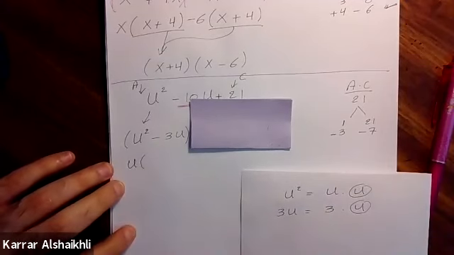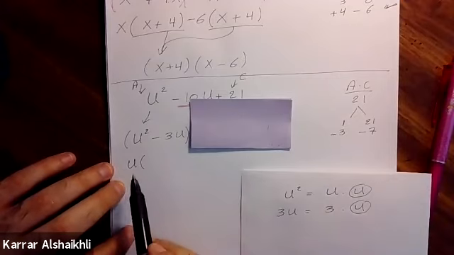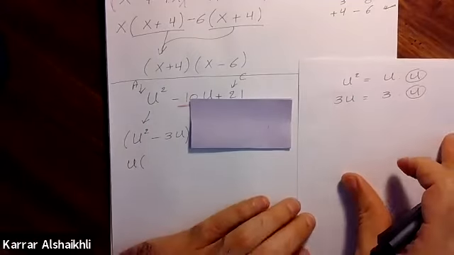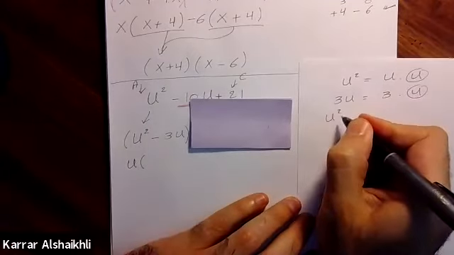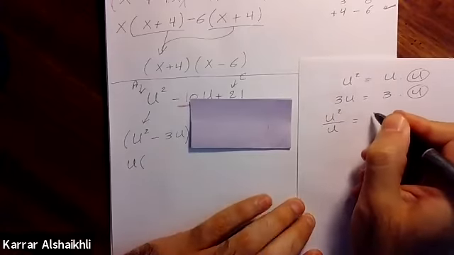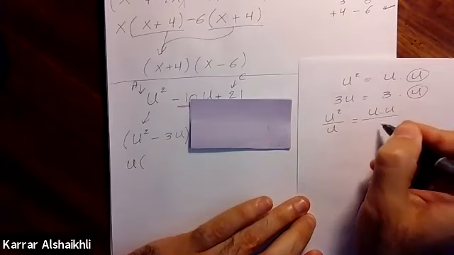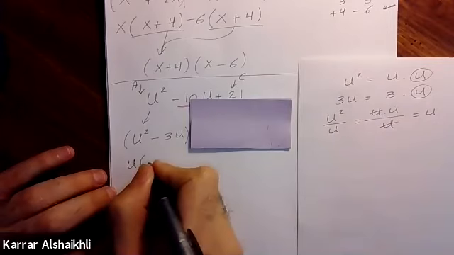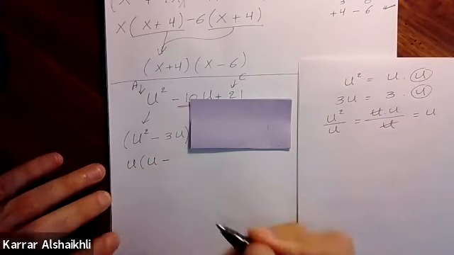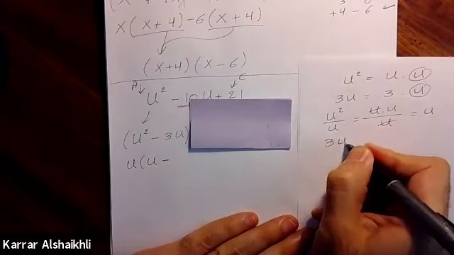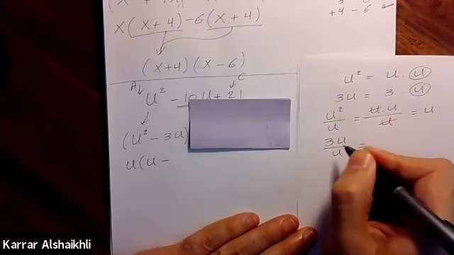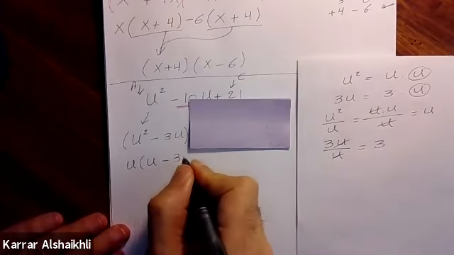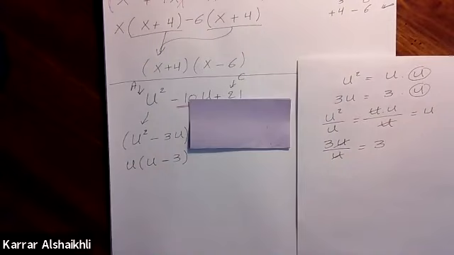Now we're going to divide. u squared divided by u means u times u divided by u. Cancel the u, so it's going to be just u. Minus 3u divided by u, cancel the u, so it's going to be just 3, so minus a 3. I'm done with the first part.